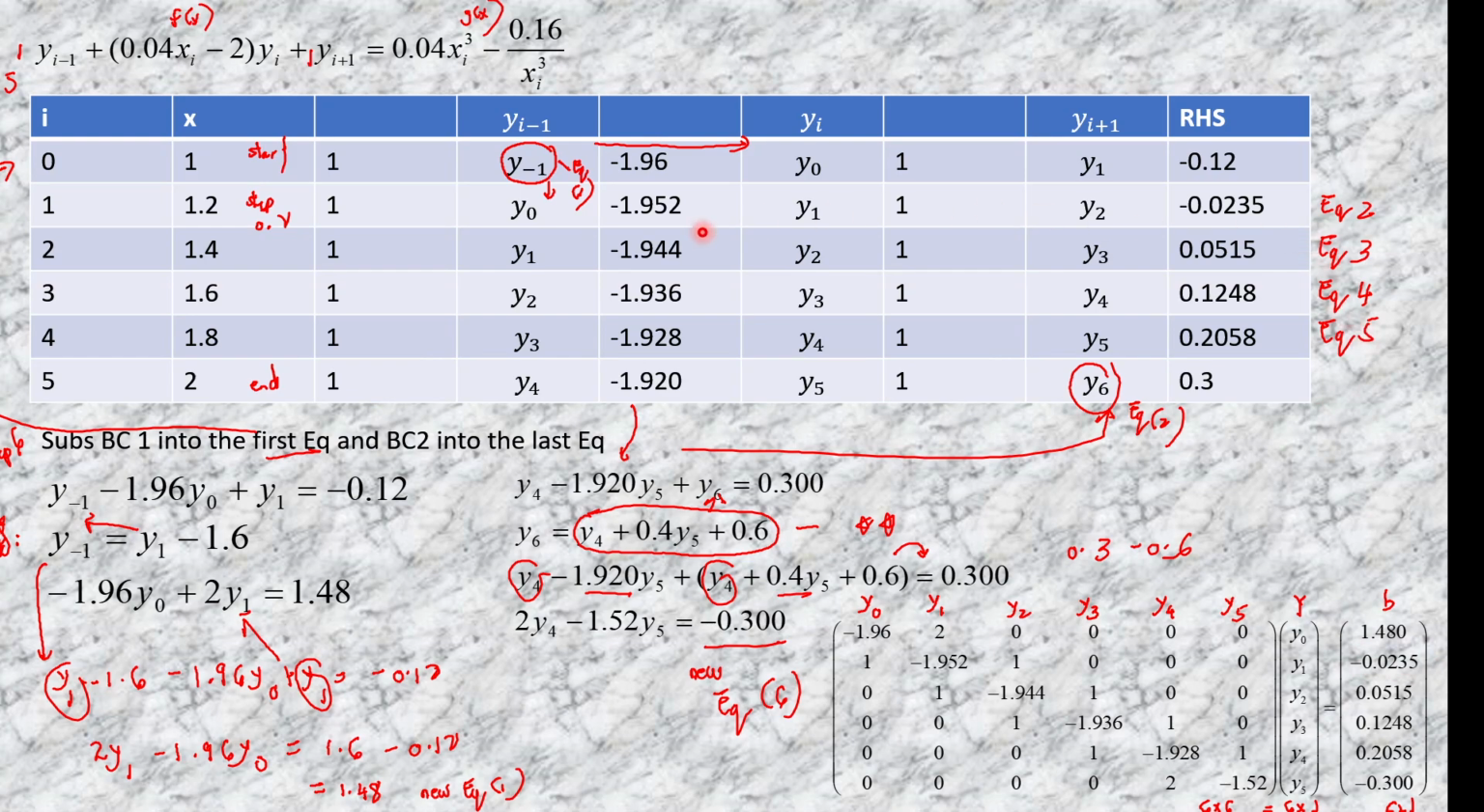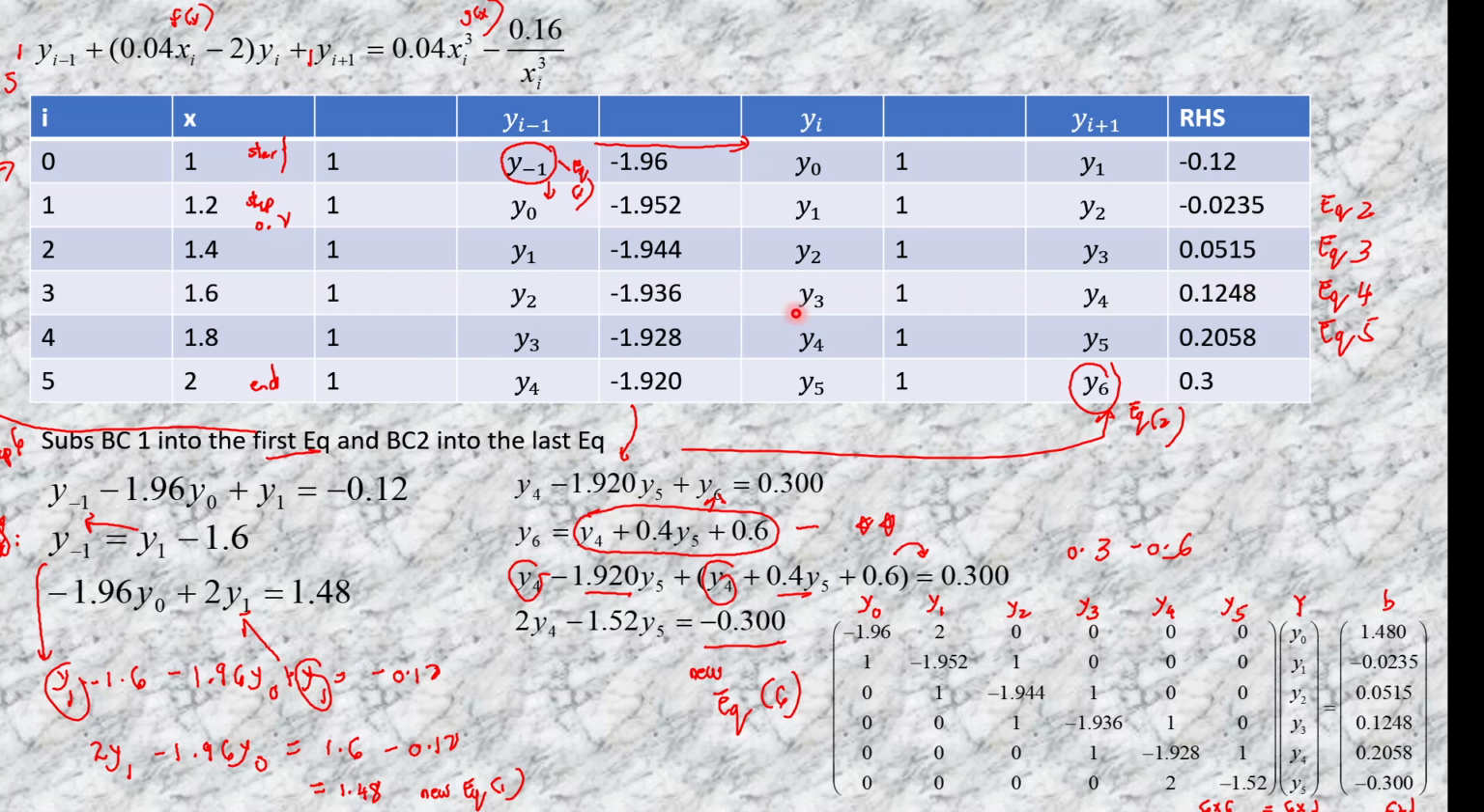Next, go to the third equation. Third equation starts from y1, so y0 is 0, and the coefficient is 1, followed by negative 1.944. This is y2, 1, y3, y4, y5 are 0. Right hand side is 0.0515.